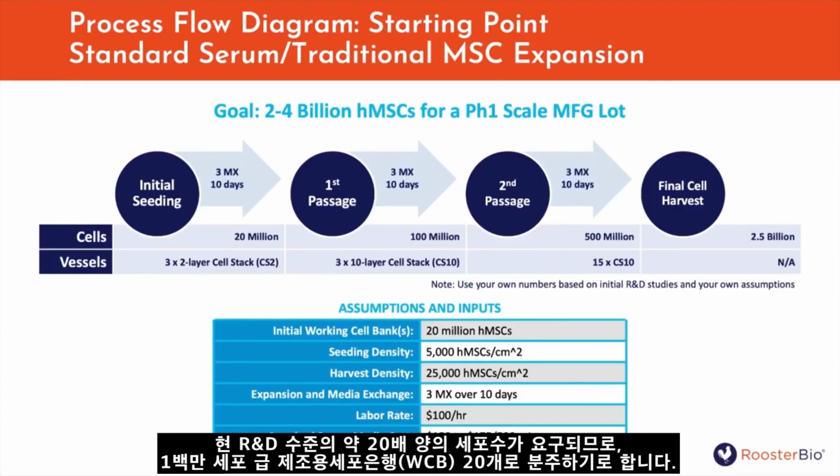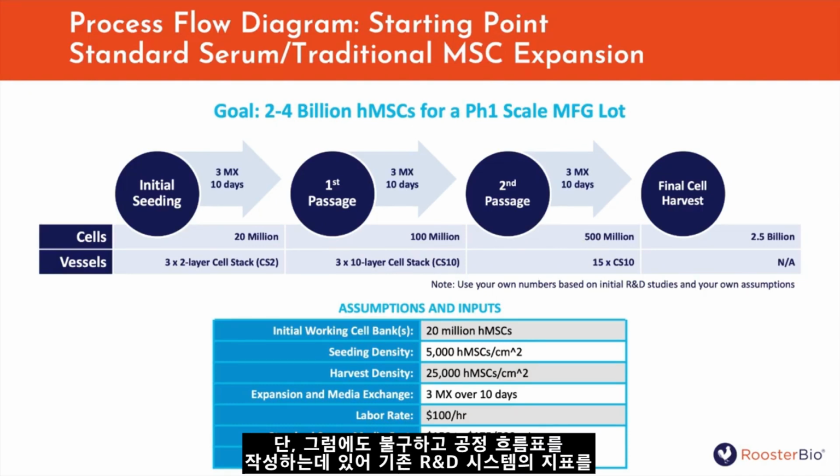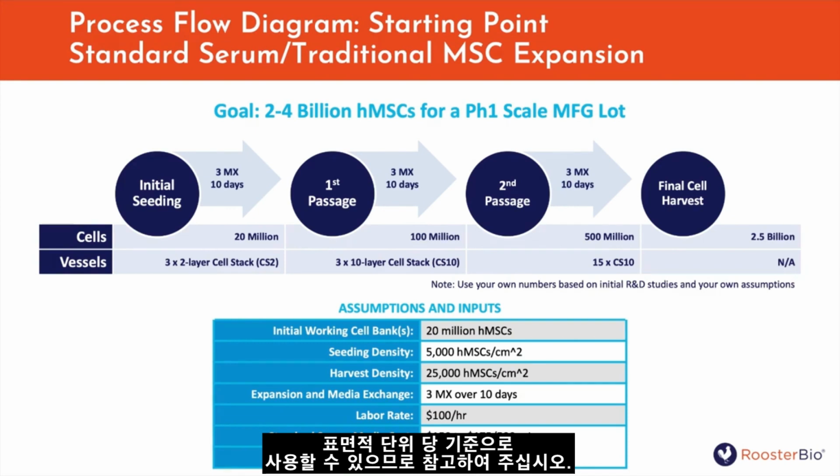Since we need approximately 20-fold the number of cells of our R&D scale, we decide to model seeding with 20 of our R&D 1 million cell working cell banks. We also shift from our T225 culture flask to 10-layer cell stacks. However, this allows us to still use our R&D system parameters per unit of surface area to model out our process flow diagram.